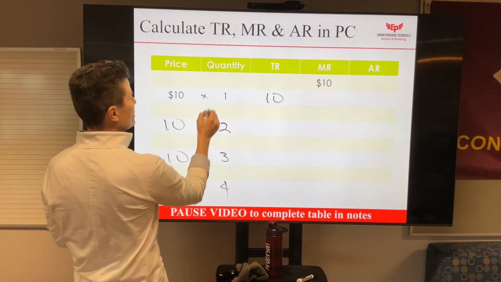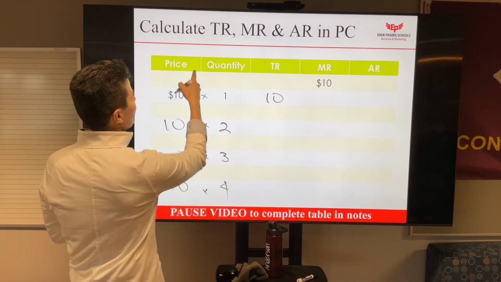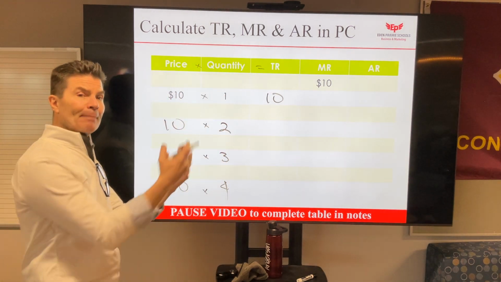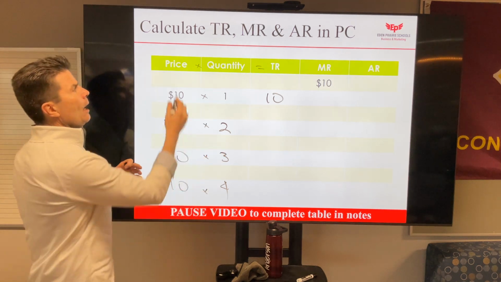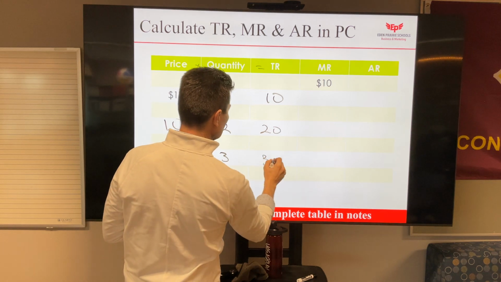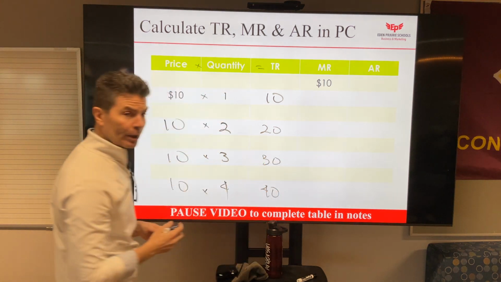And so you just basically have to multiply these because price times quantity equals total revenue. We've talked about that before, and now we're coming back again. How do we find total revenue? We take price times quantity. So this is 20, 30, and then 40.